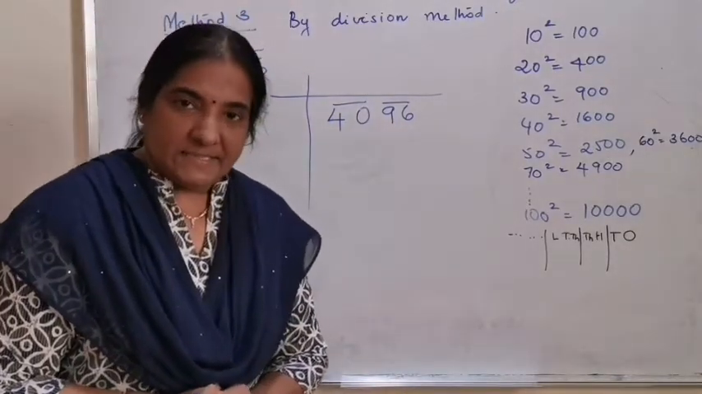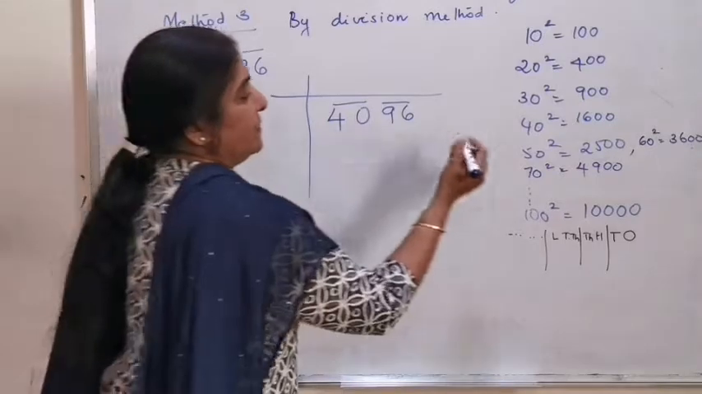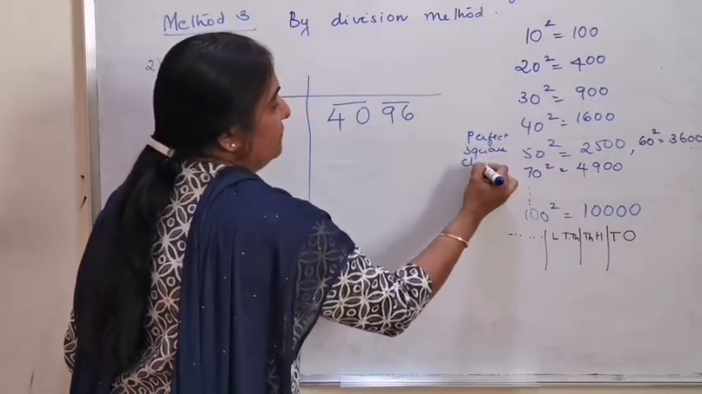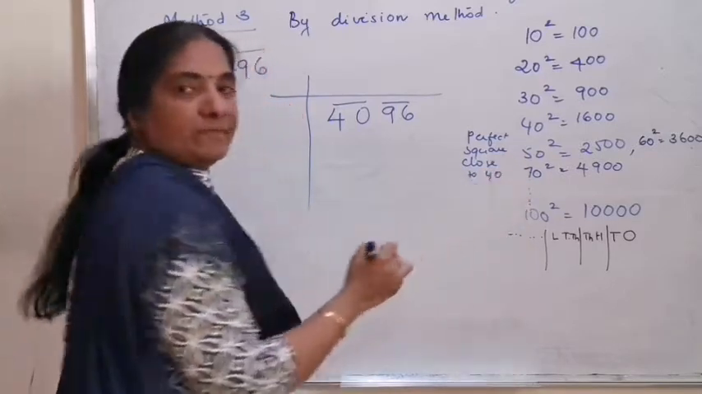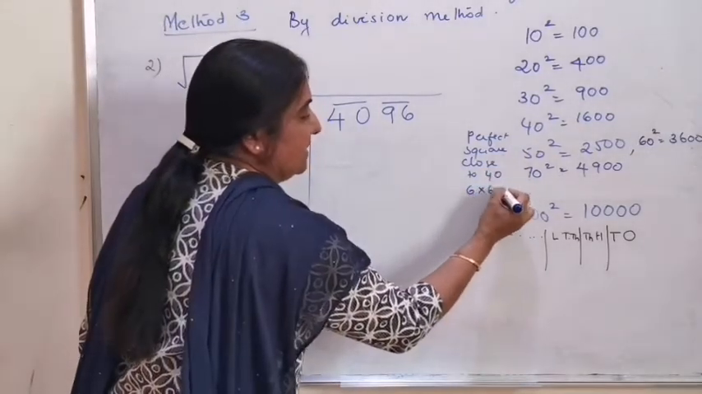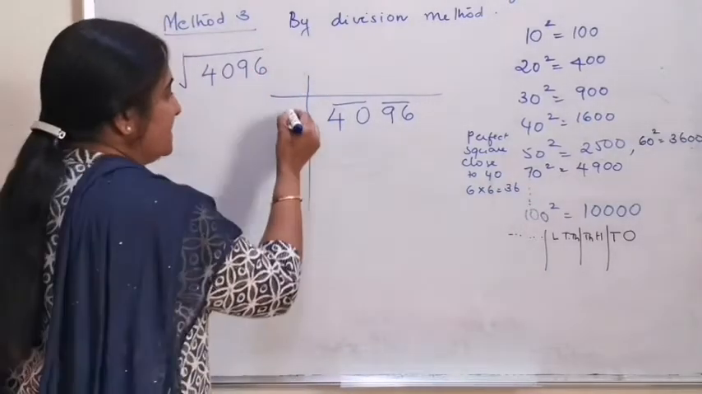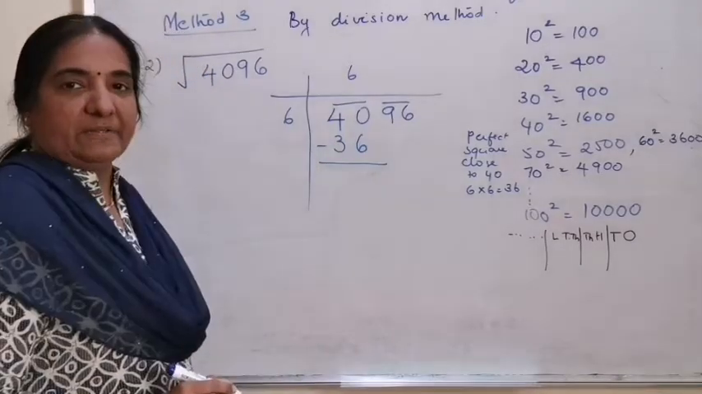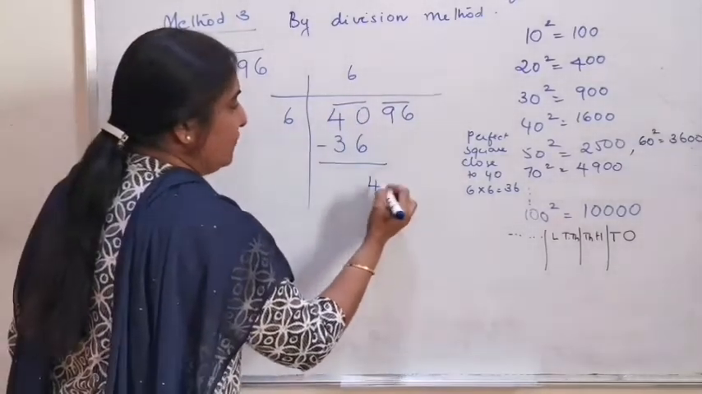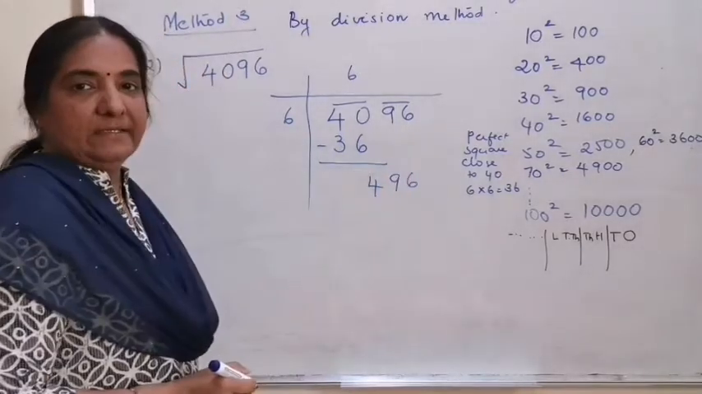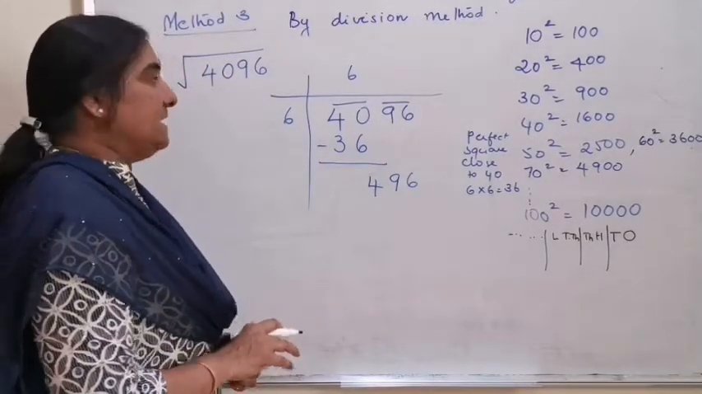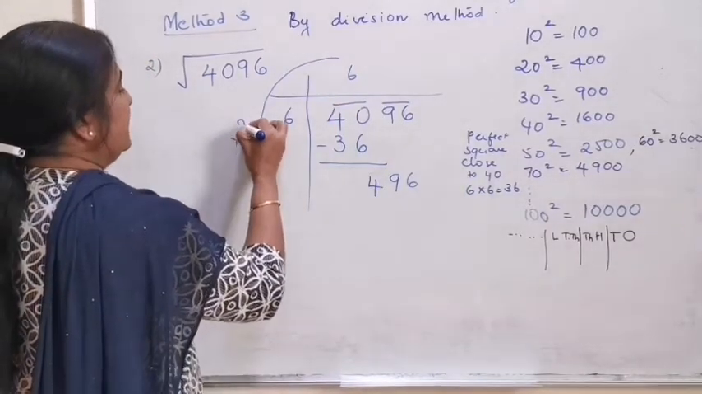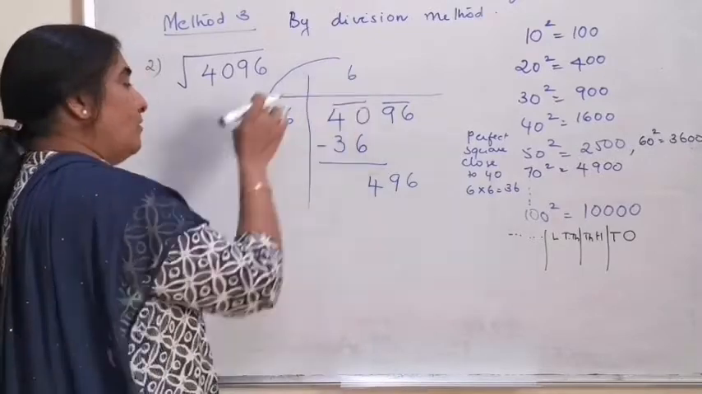The method: as the first step, the perfect square close to 40 is 6 sixes are 36. 6 sixes are 36 and you will subtract. 40 minus 36 is 4, with the two digits, and the number is 496. The next step is always find the double. What is the double of 6? It is 12.